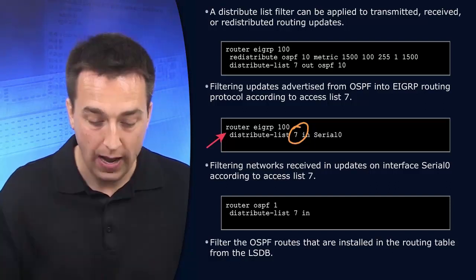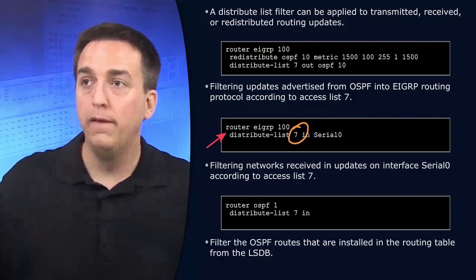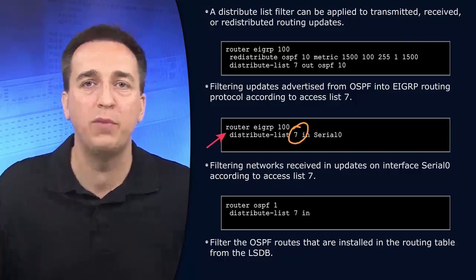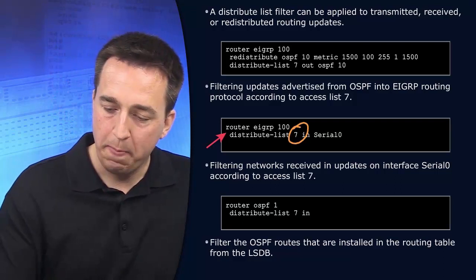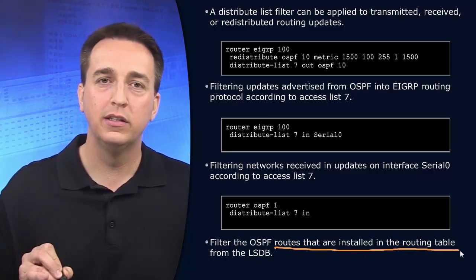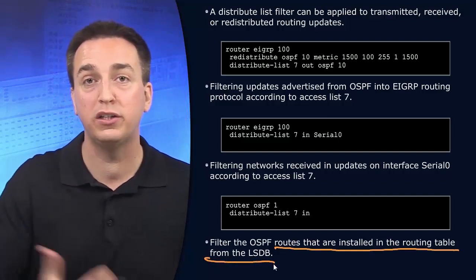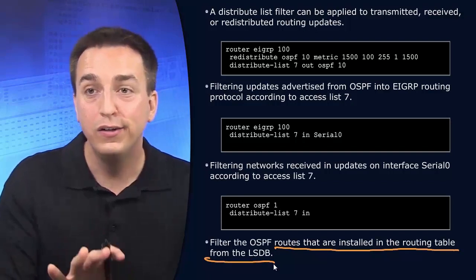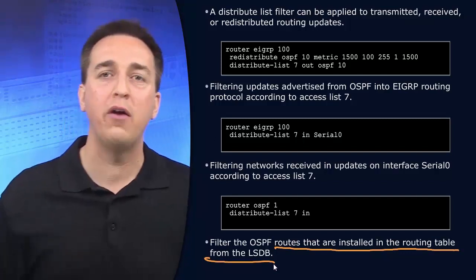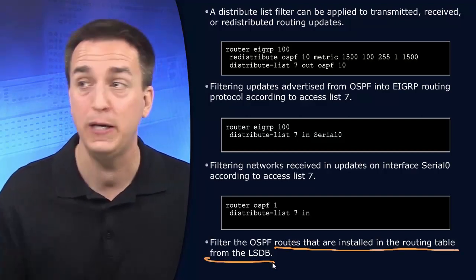So I can't apply a distribute list in OSPF to filter the 10.1.1.0 network from being advertised to a neighboring router. It's not possible. So what it does for OSPF is it controls which routes are installed in the routing table from the link state database. So on a router by router basis with the distribute list, you can state that I know about this route in my link state database, but I don't want it installed in the routing table. So that's what a distribute list does for OSPF, and that's a big difference compared to EIGRP and RIP.